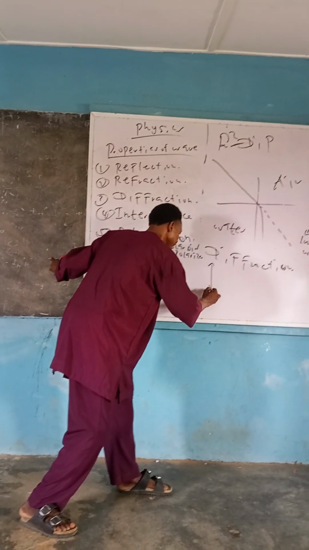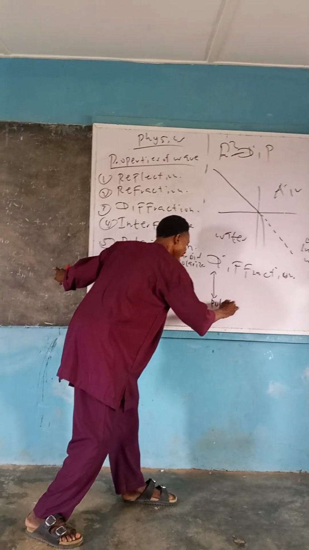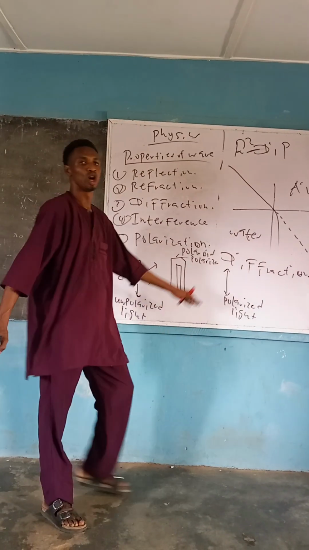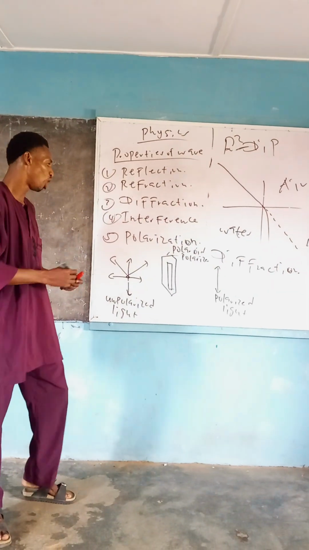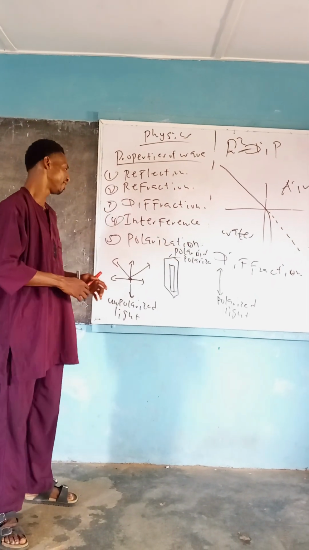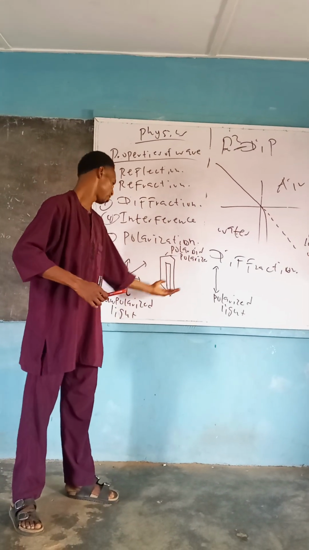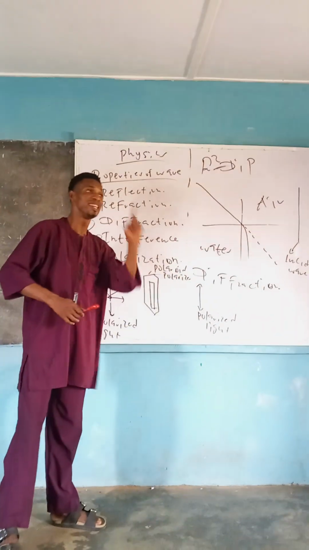This one is called polarized light. So this is the process whereby you have polarized and unpolarized light. Please take note now.